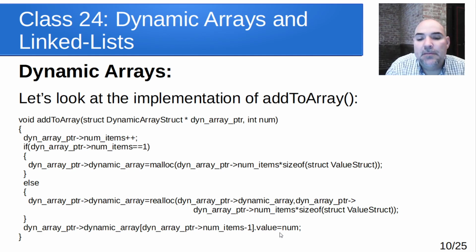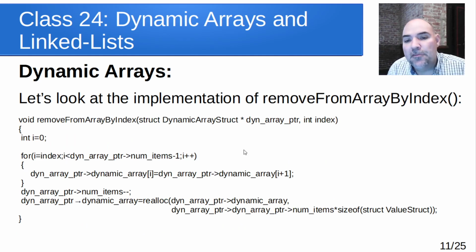Change the value of that, which is what we're doing there. So pretty simple. Now let's also look at the implementation for how to delete an item out of the array. So this is remove from array by index. In other words, we want to remove an item, and we want to say exactly where the item is that we want to remove.